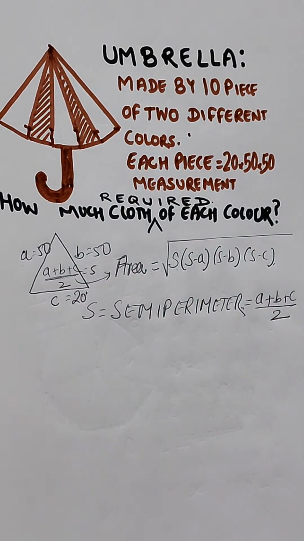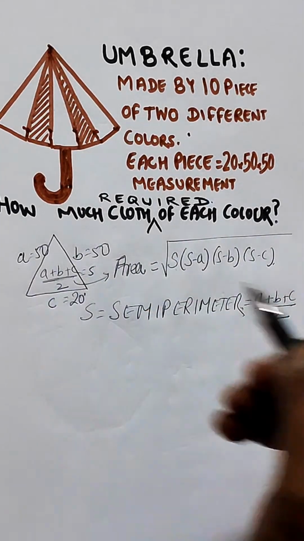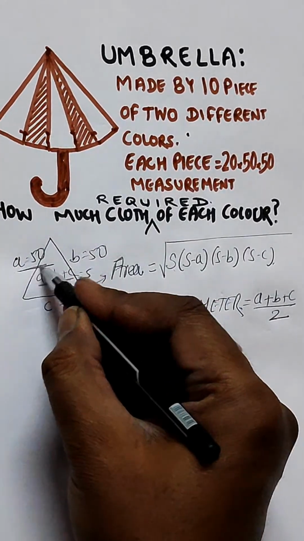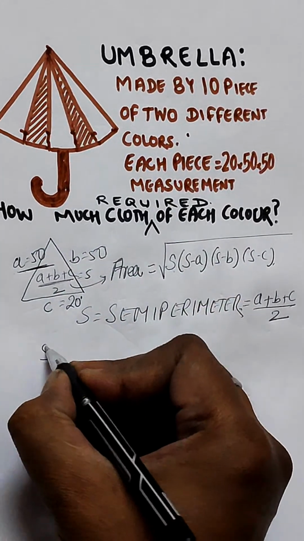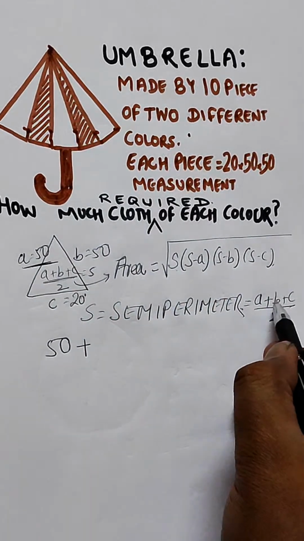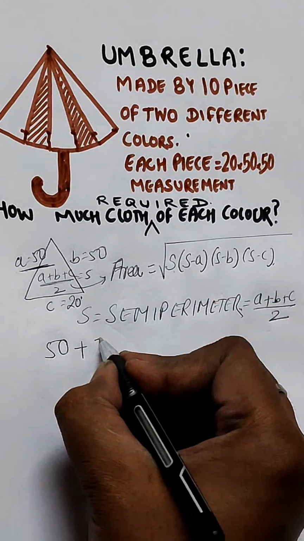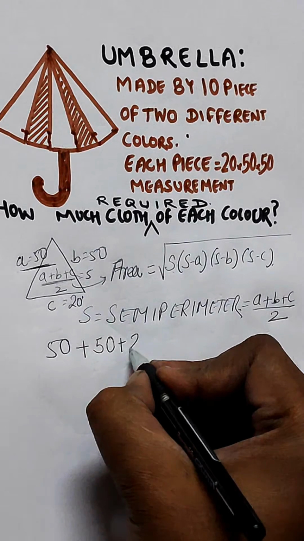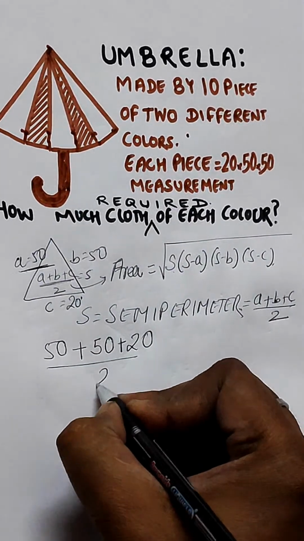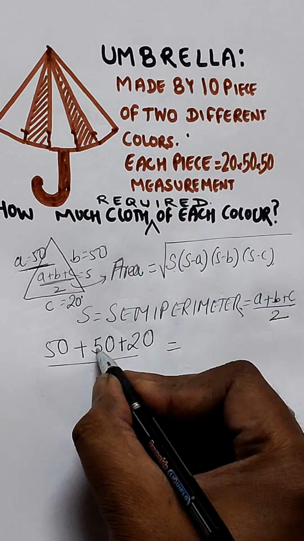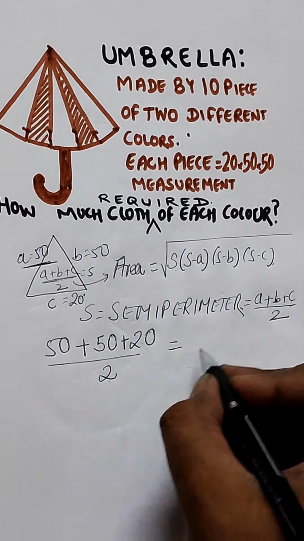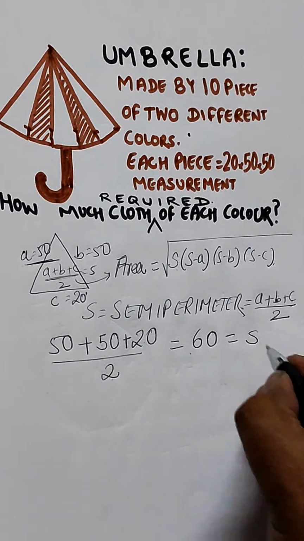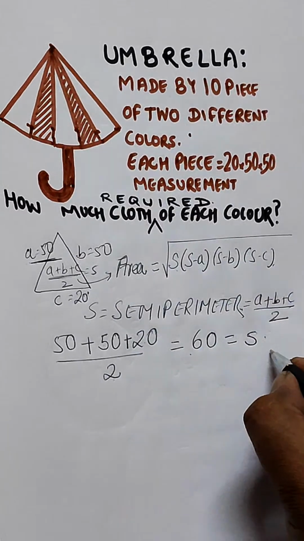So this will give you the area of one of the triangles. What is the value of A? A is 50, so just add 50 plus B. What is the value of B? It's again 50. And what is the value of C? It's 20. So just add it, divided by 2. This will give you 50 plus 50, 100, 100 plus 20, 120 divided by 2 is 60. So 60 is the value of S.